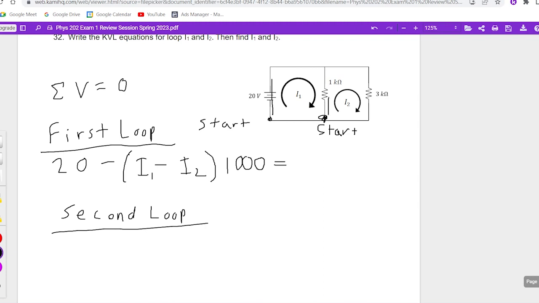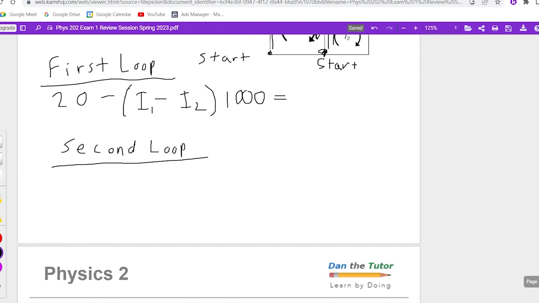So the first one I come across is the 1 kilo ohm again. Look what happens this time. This time, I2 is going the right way, but I1 is going the wrong way. And remember that resistors are always negative. There's no battery. Doesn't matter. I say negative, parenthesis, I2 is positive, minus I1 is negative. And again, the resistor there is 1,000 ohms.